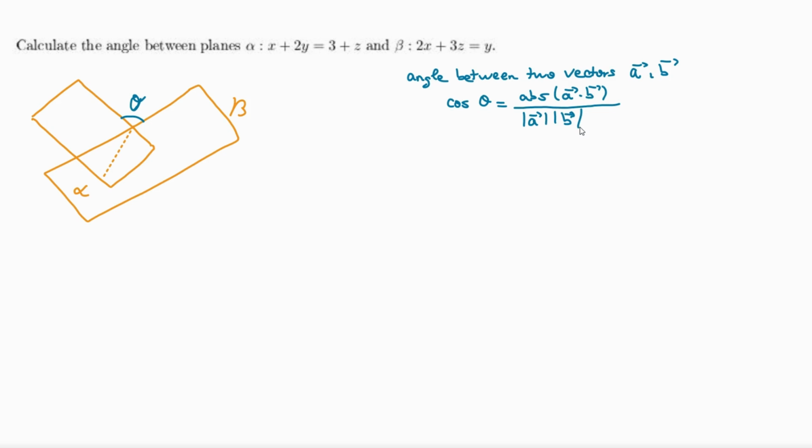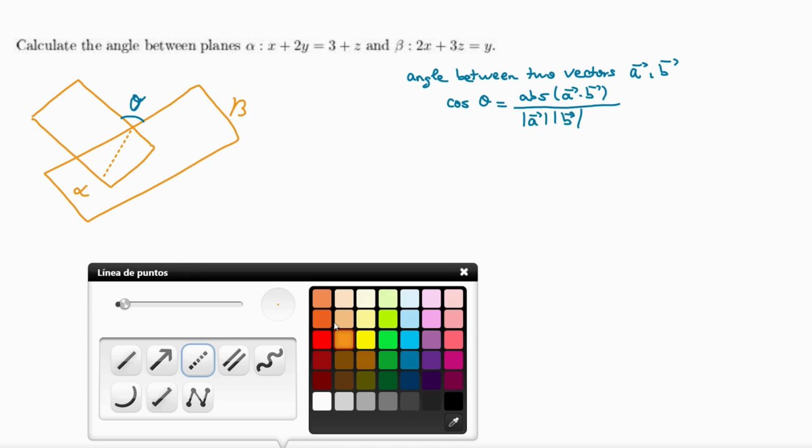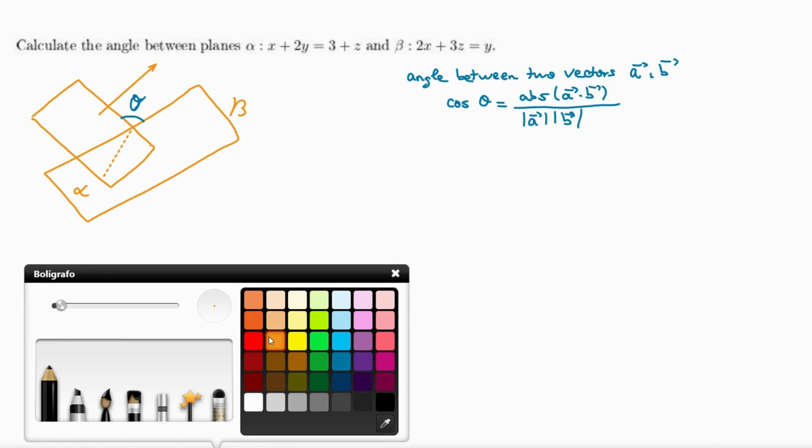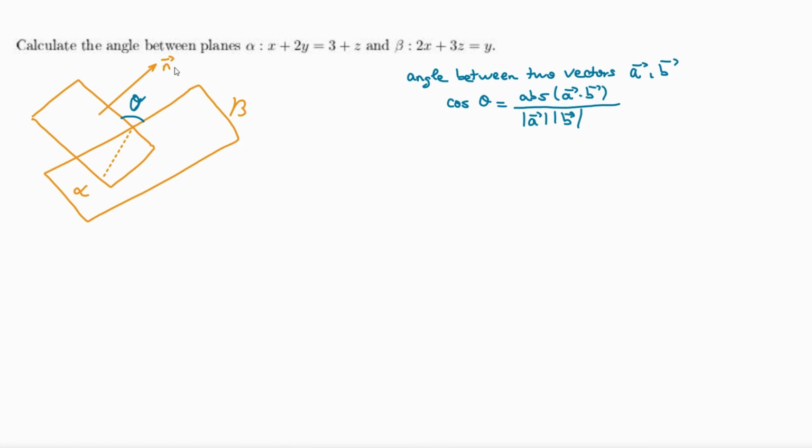Okay, how is this formula related to our problem? In our problem we have planes, so is there any relationship? That's the key to the problem, since there is a vector that characterizes each and every plane. That vector is the normal vector. So let's say that this is normal vector n alpha, meaning that it's perpendicular to alpha, making 90 degrees to alpha.